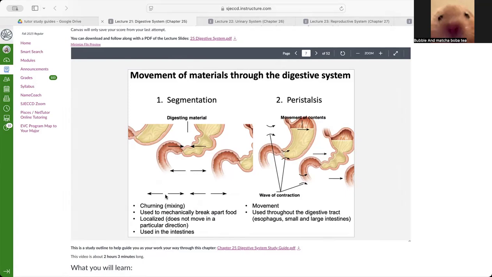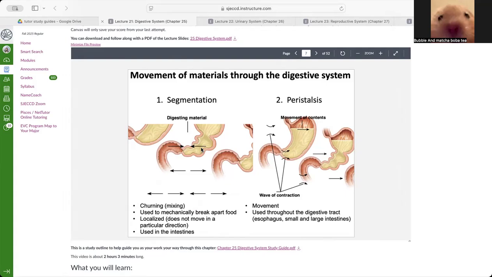So the circular one is like bringing it together like this, squeezing, while the longitudinal will squish it back and forth. Both work to mix the food together.